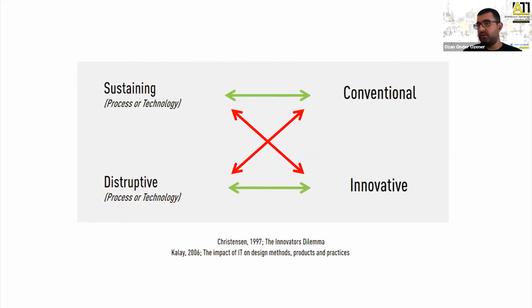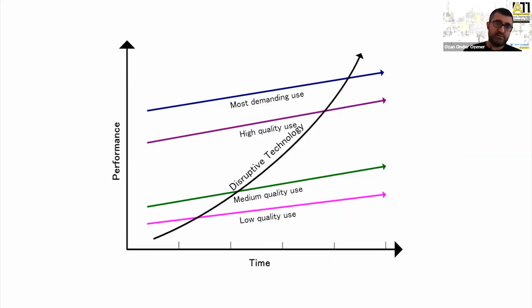Maybe BIM and parametric modeling can be seen as disruptive processes or disruptive technologies, which also support a different kind of production model or business model, which is called integrated processes or integrated project delivery. So just keep this example in mind, that we are going to talk about a little bit later.